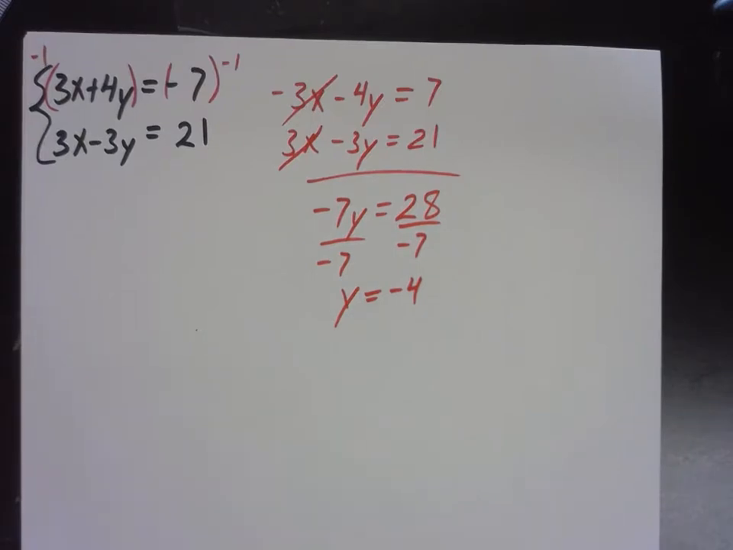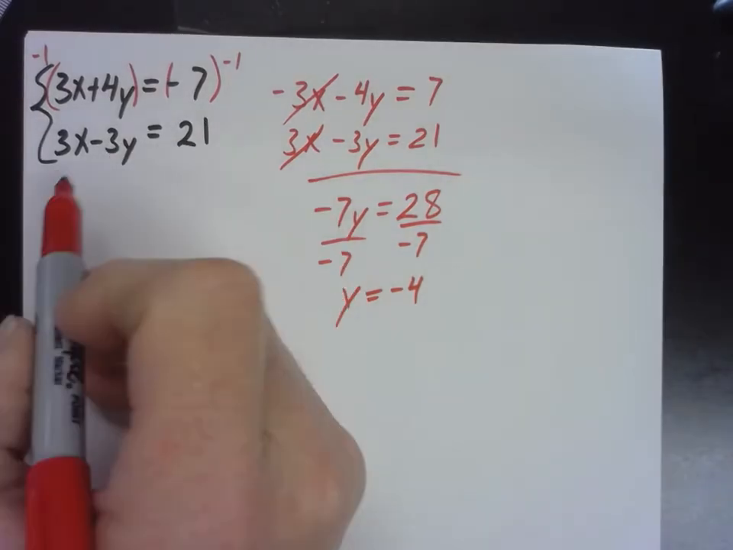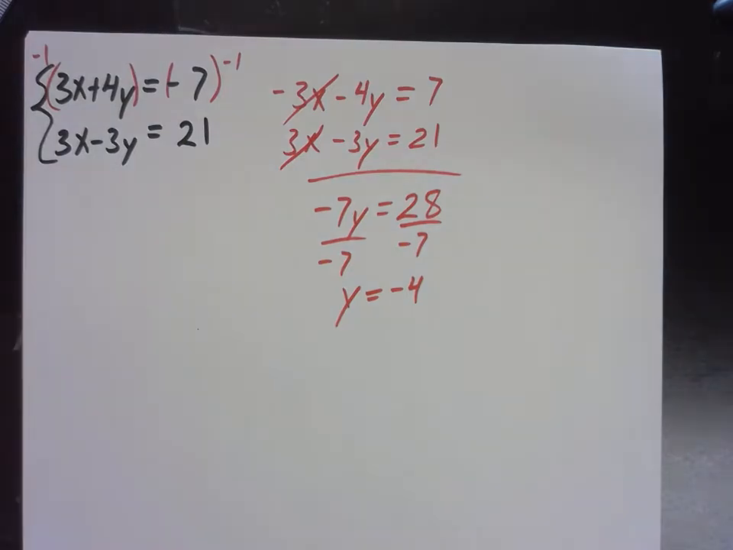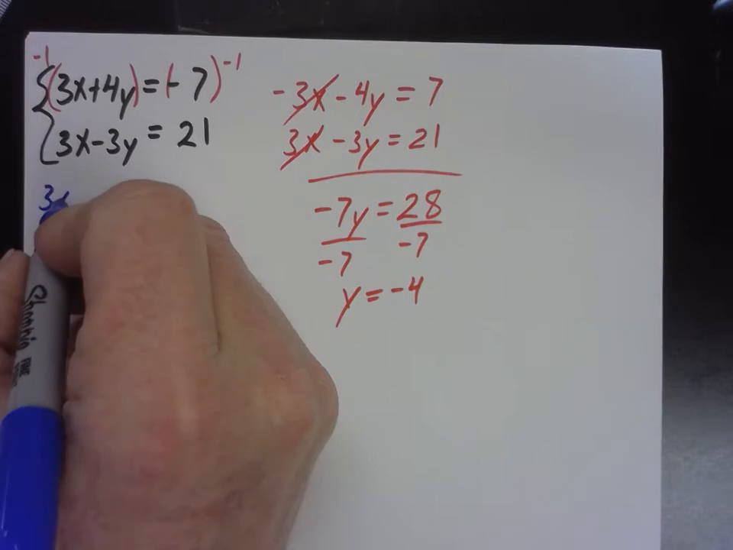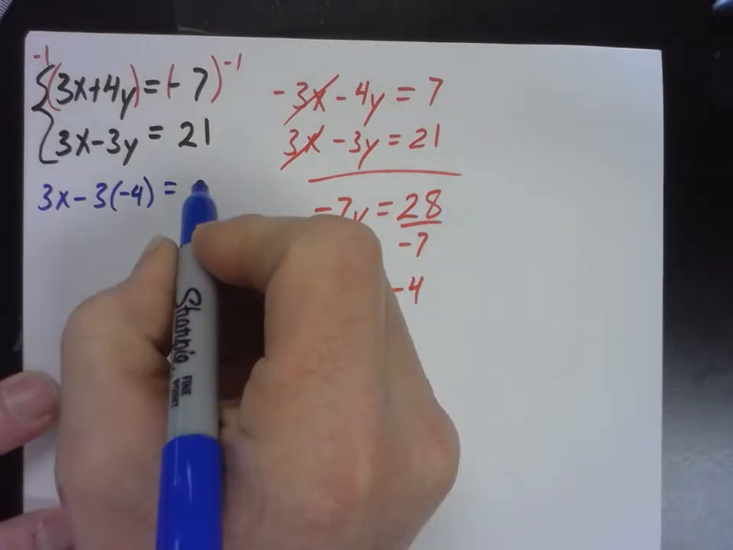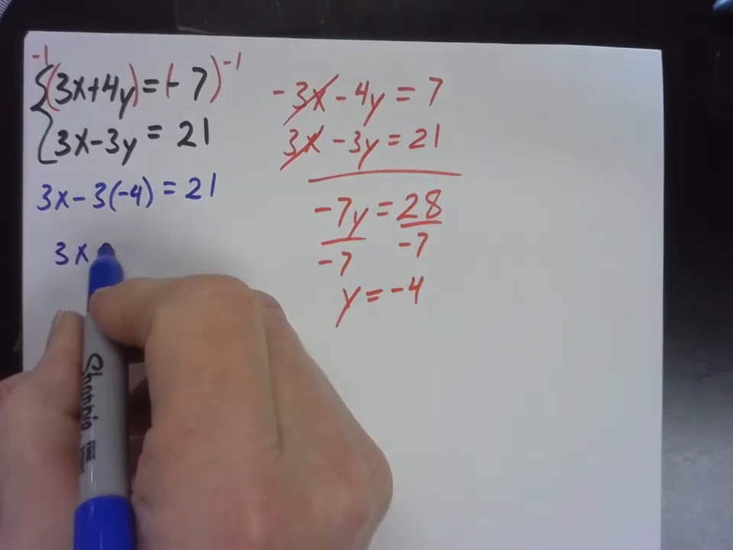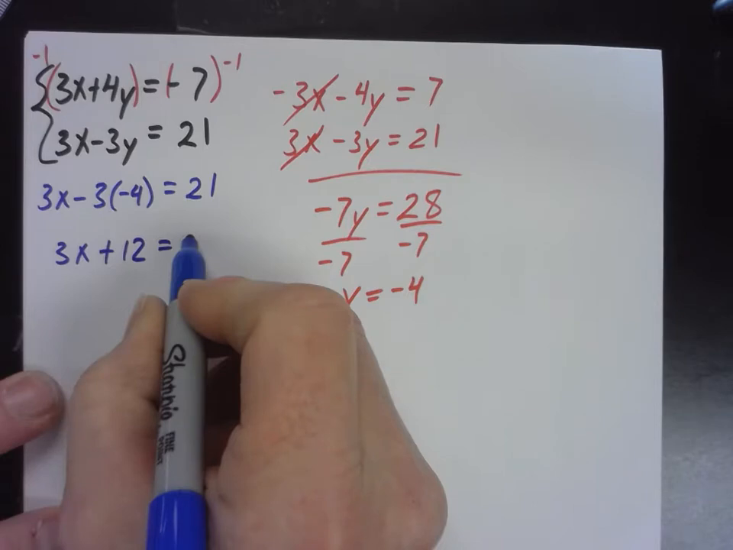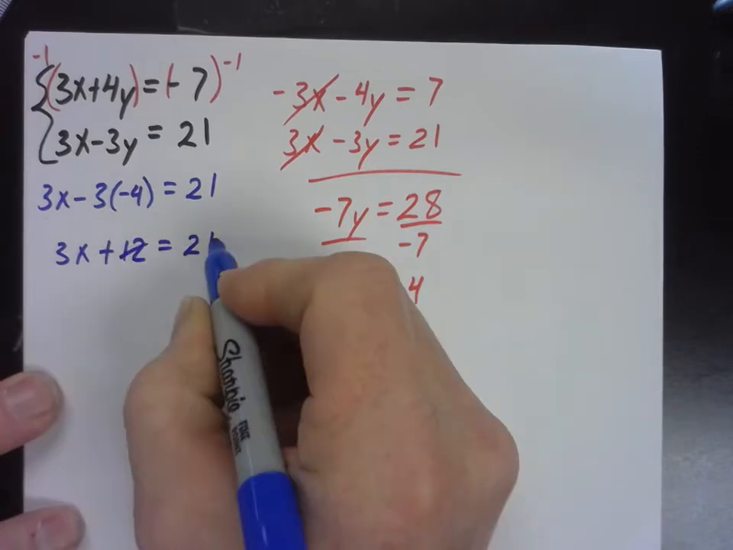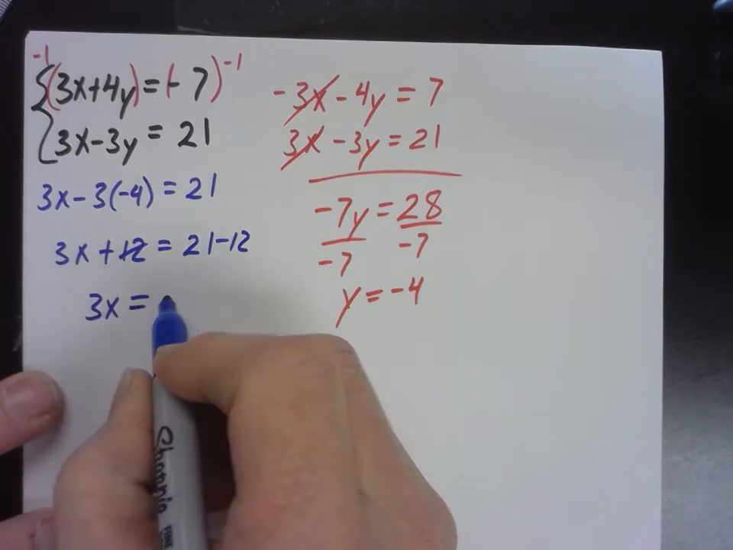If y is -4, I'll just put it in this bottom equation simply because I have room to work underneath right there. So 3x subtract 3 times -4 equals 21. So 3x plus 12 equals 21. And let's subtract 12 from both sides. 9. And we just divide both sides by 3.